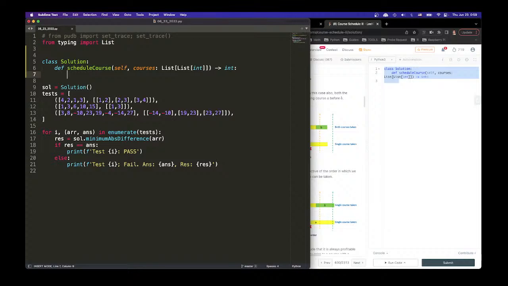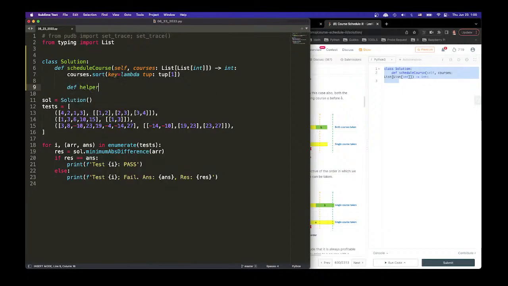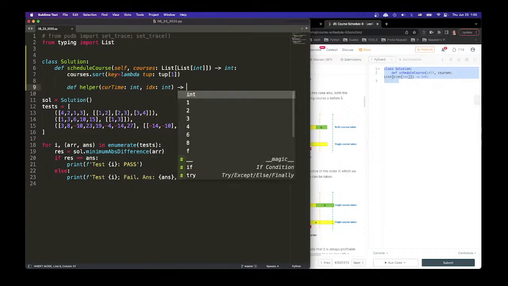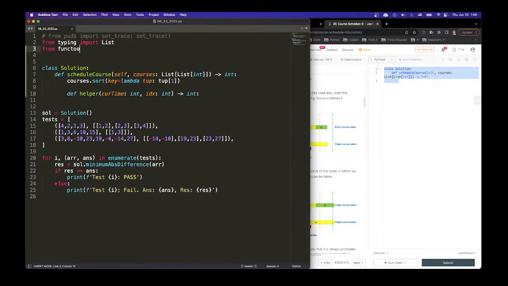So what we're saying is we're going to sort, when you sort based on the second one, right? And then def helper, we're going to have the current time, index, right? That's what I think. And then we're going to return an int. Then we're going to say from functools import cache.